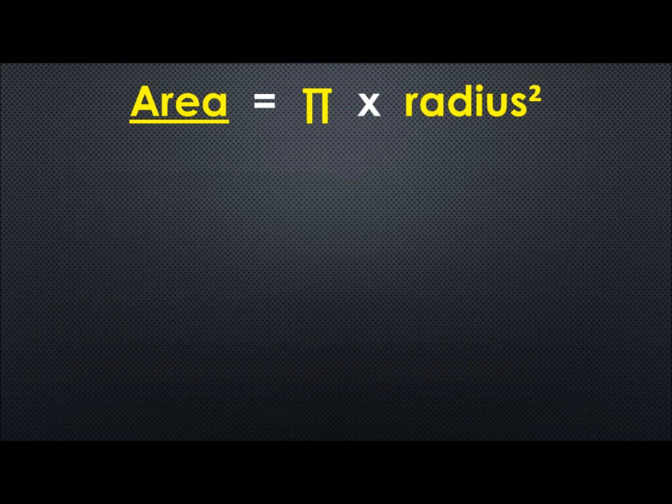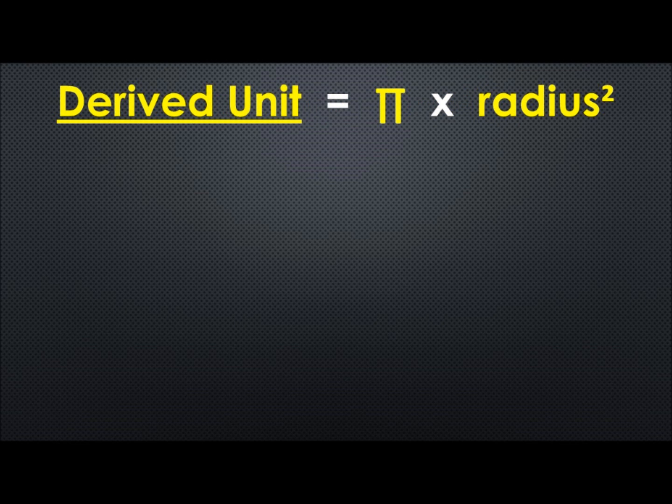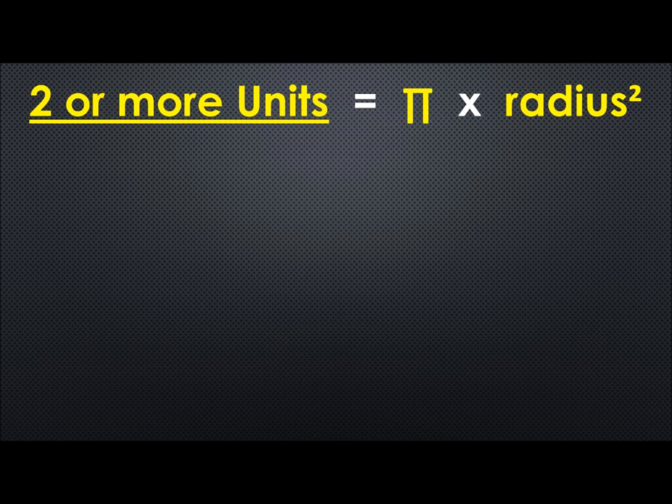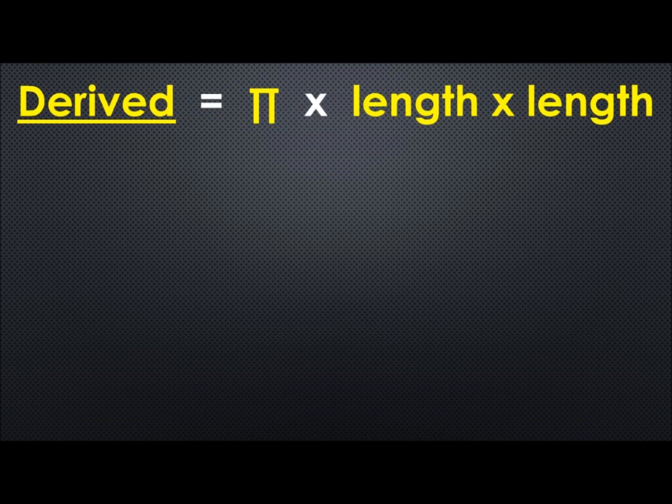Let's begin by explaining derived units, which are measurements that are made up of 2 or more units. As you can see, we have 2 lengths that are multiplied to give us the derived unit for the area of a circle.